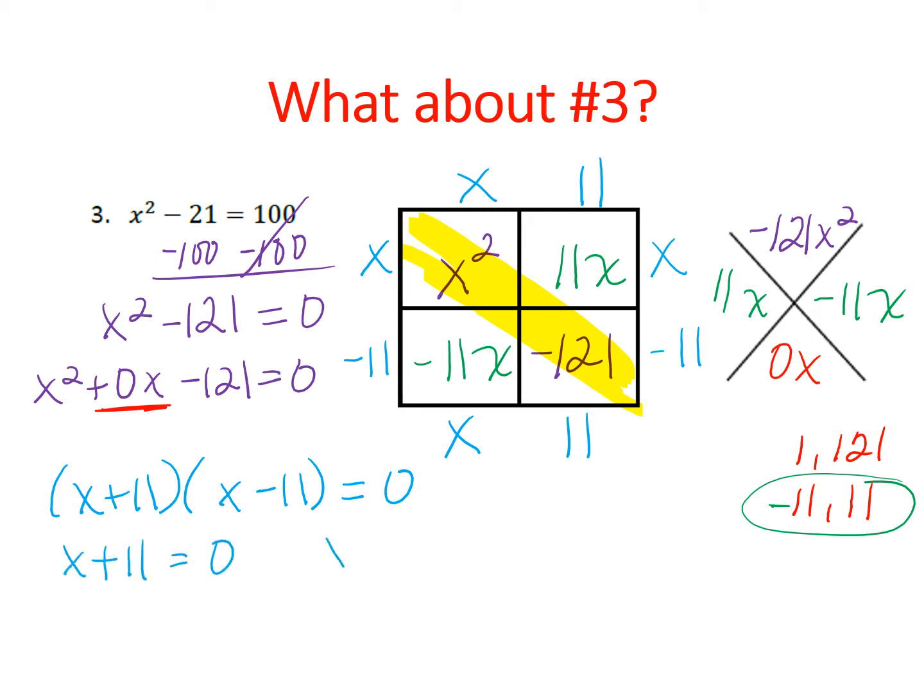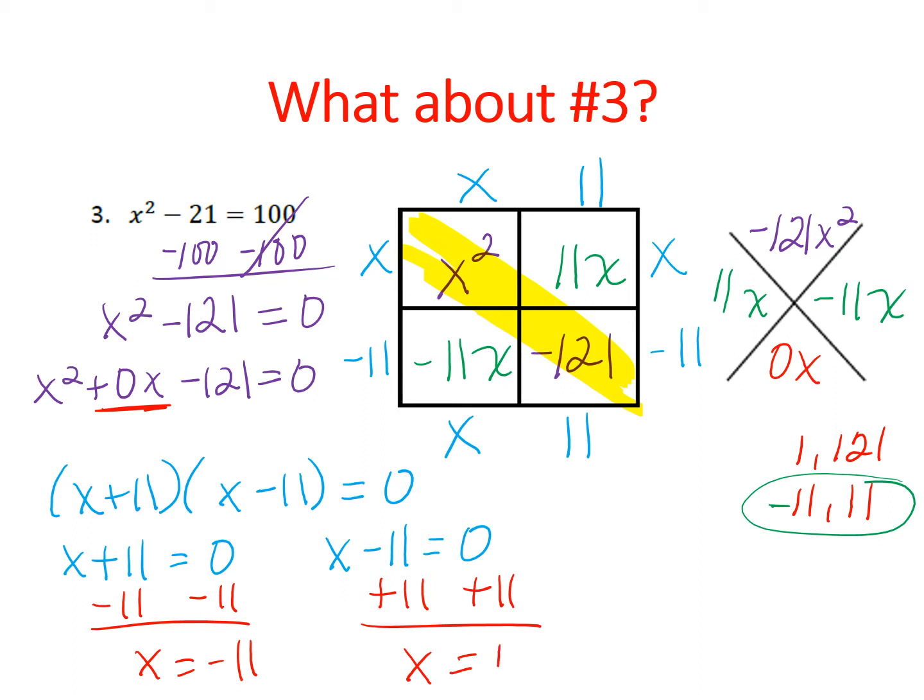Because if they're going to multiply and get 0, that means at least one, possibly both of them, have to be 0. And then we just quickly finish up. Subtract 11 from both sides, so x is -11. Add 11 to both sides, so x is +11. So once again, if you look back, we got the exact same two answers that we did earlier when we solved number 3 using our linear techniques for solving equations. Again, just giving you options of how to solve.